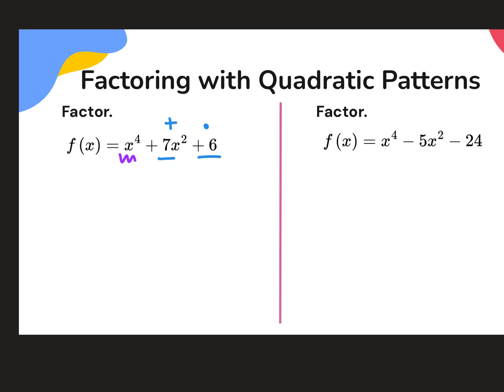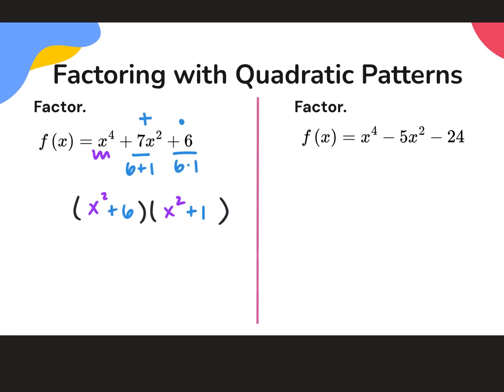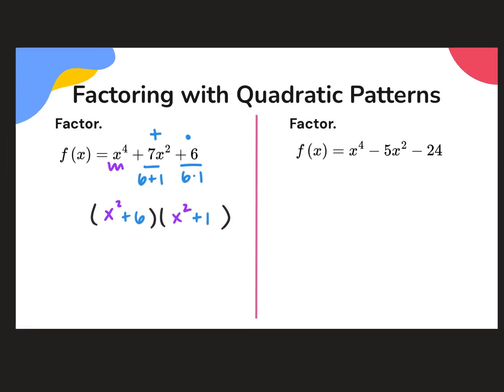In the case of the example on the left, those 2 numbers would be 6 and 1. We're going to create our factors just like we did before, with plus 6 and plus 1 forming the second half of those factors. But now I need to break apart x to the 4th power. So each of my parentheses is going to get an x squared, unlike with our quadratic where each parentheses got an x. I want you to pause the video and try the one on the right. Press play when you're ready and check your answers.